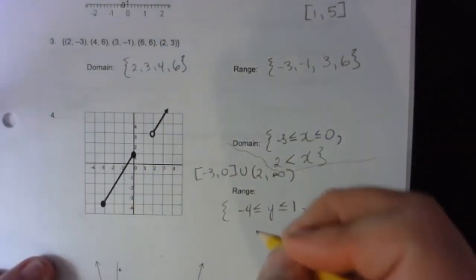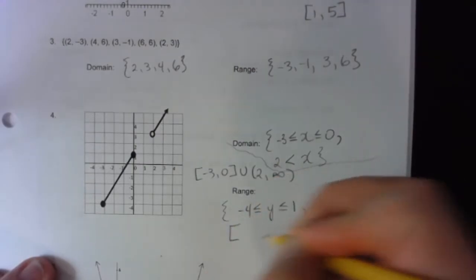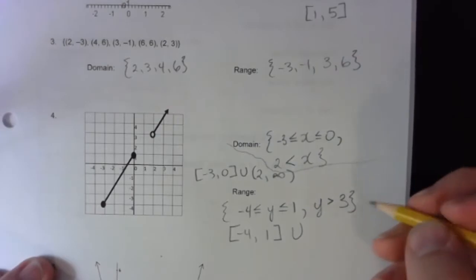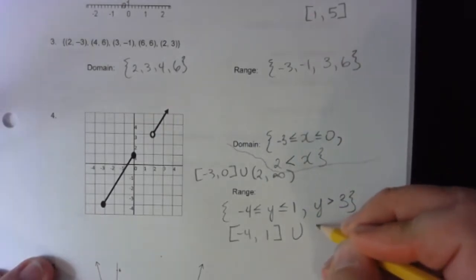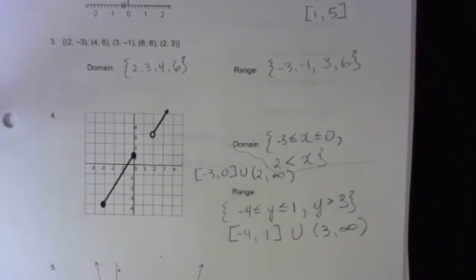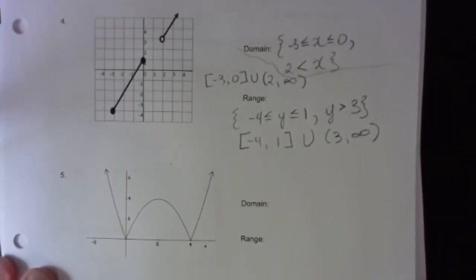In interval notation, I would write that as y is between negative 4 and 1, together with starting at 3 and going to infinity. All right. These are interesting graphs.